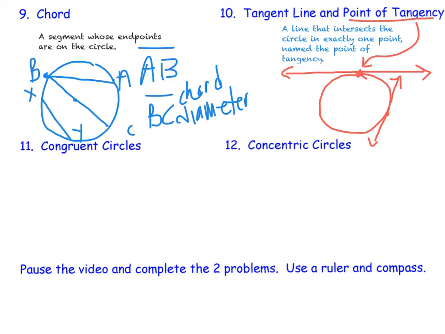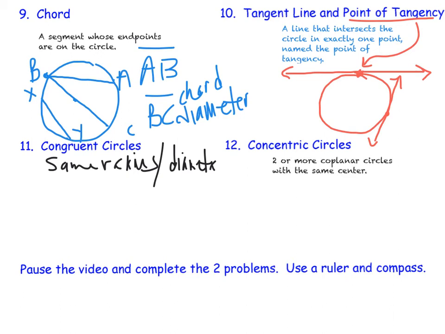All right, no surprise here. Congruent circles are circles that have the same radius or the same diameter. They would be congruent. Then you have concentric circles. We've talked about this before, but let's just write it down again. They are two or more coplanar circles that share the same center.